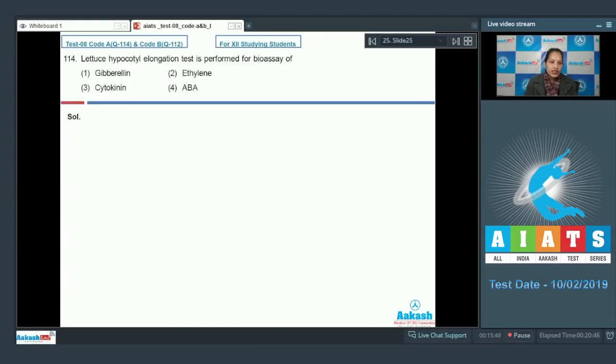Question number 114. Lettuce hypocotyl elongation test is performed for bioassay of first option gibberellin, second ethylene, third cytokinin, fourth ABA. Lettuce hypocotyl elongation test. Gibberellins is responsible for the elongation of the aerial part or the aerial stem. So lettuce hypocotyl elongation test is performed for the bioassay of gibberellins. So the correct option for the given question is option number 1. Let's move to the next question.